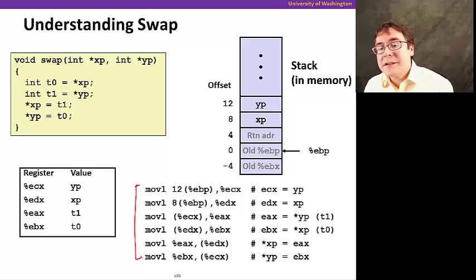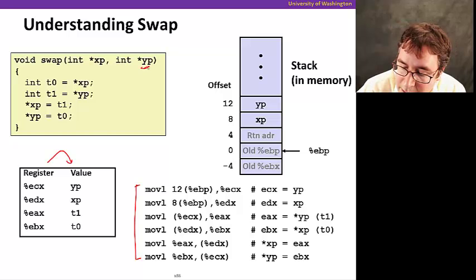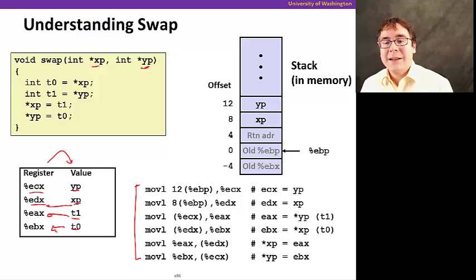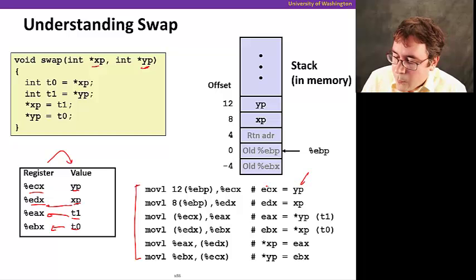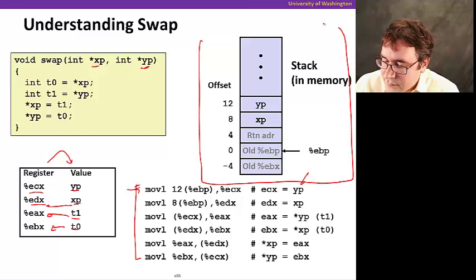And for the registers we're using here, here's the mapping of registers to values. YP happens to be mapped into register ECX. XP happens to be mapped into register EDX. Now T0 was mapped into register EAX, and T1 was mapped into register EBX. And this mapping is a choice of the compiler. The compiler chooses how to map the variables into registers. Now on the right-hand side, we have what each one of these assembly instructions is representing, and this is the state of our stack at the beginning of our execution.